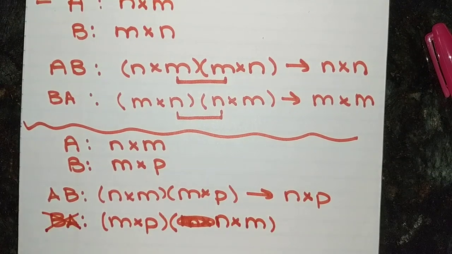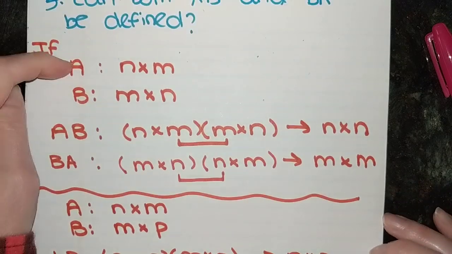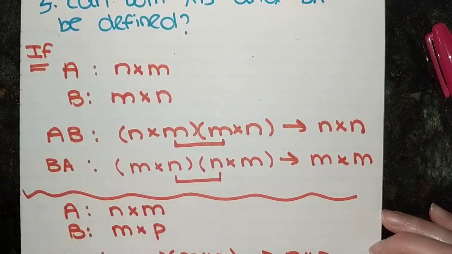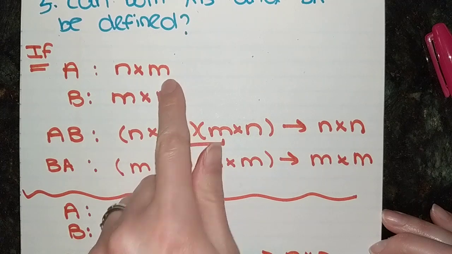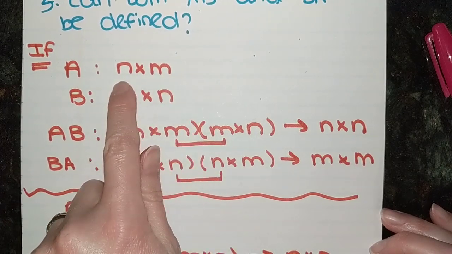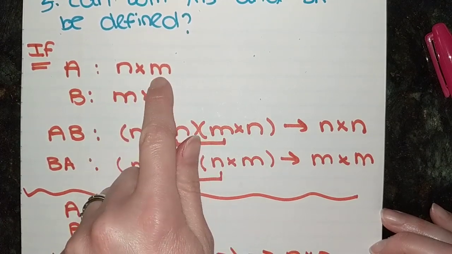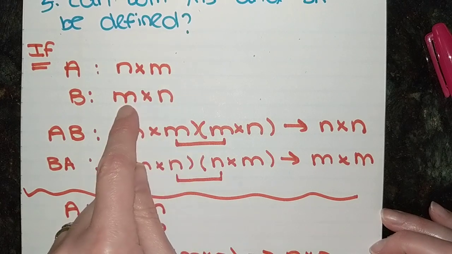So it's not that every single product is going to be defined when you have A and B. It has to be that it's a very specific structure of n times m, m times n. So number of rows is the same as number of columns. Number of columns in A is the same as the number of rows in B.